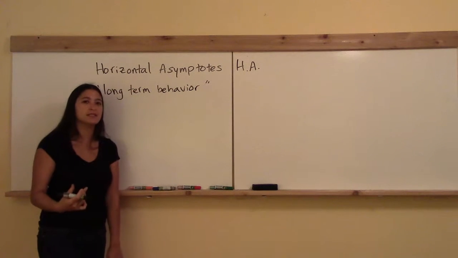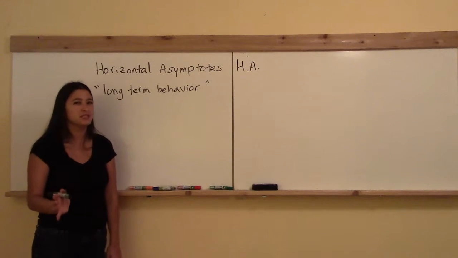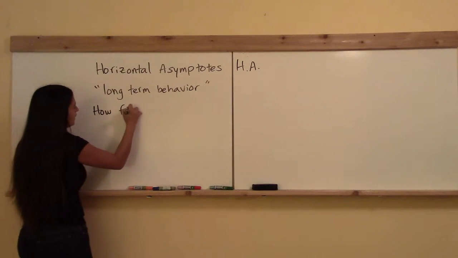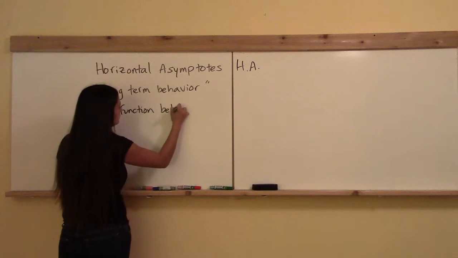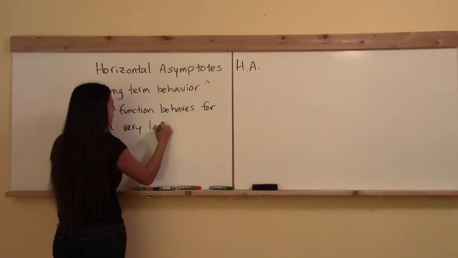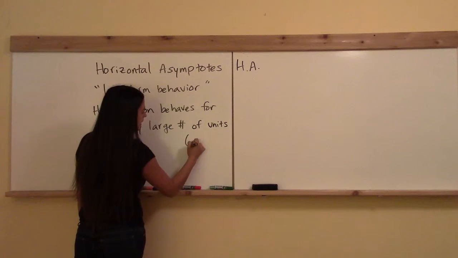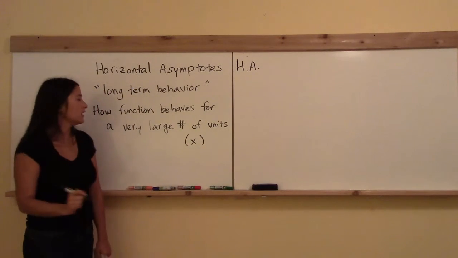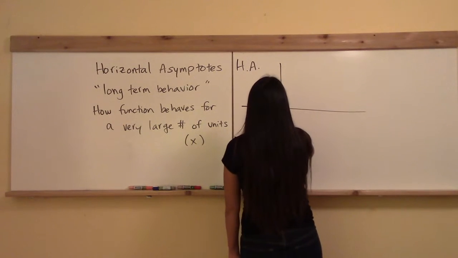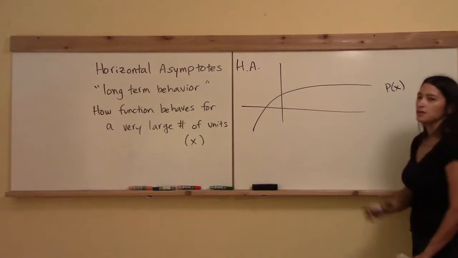Usually in business applications, your x variable is like the number of units. So usually you're going to consider this as how the function behaves for a very large number of units. Because usually x, like the x units, is the value. So I'll give you an example, just a picture example here. Let's say that we have a function that looks like this. Maybe this is like our profit function.